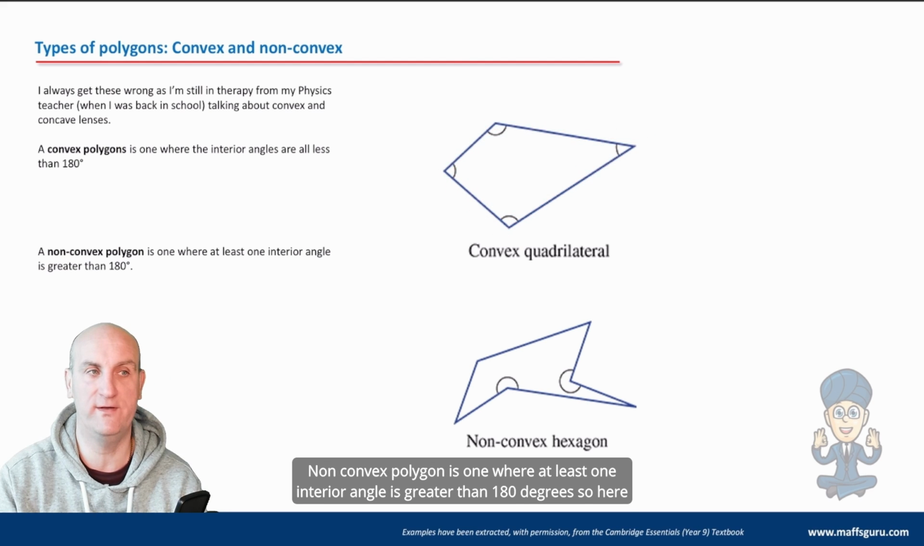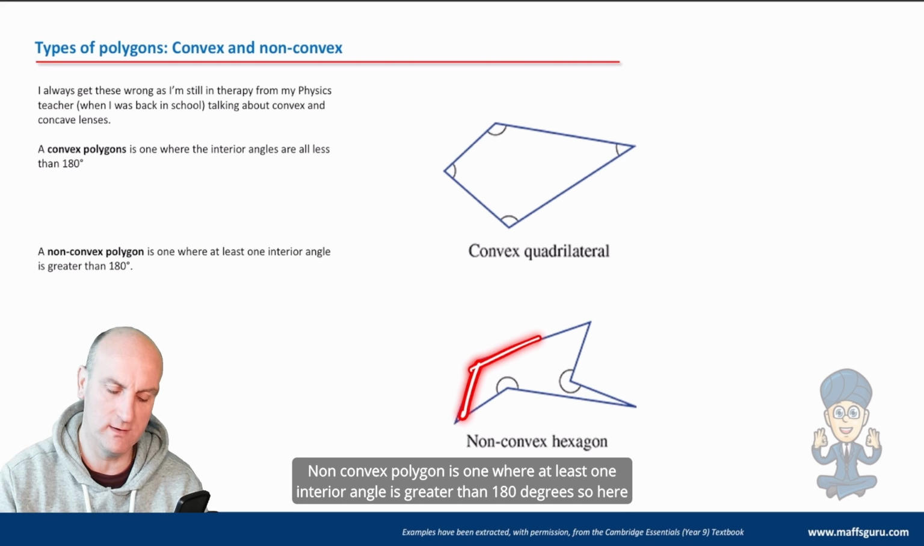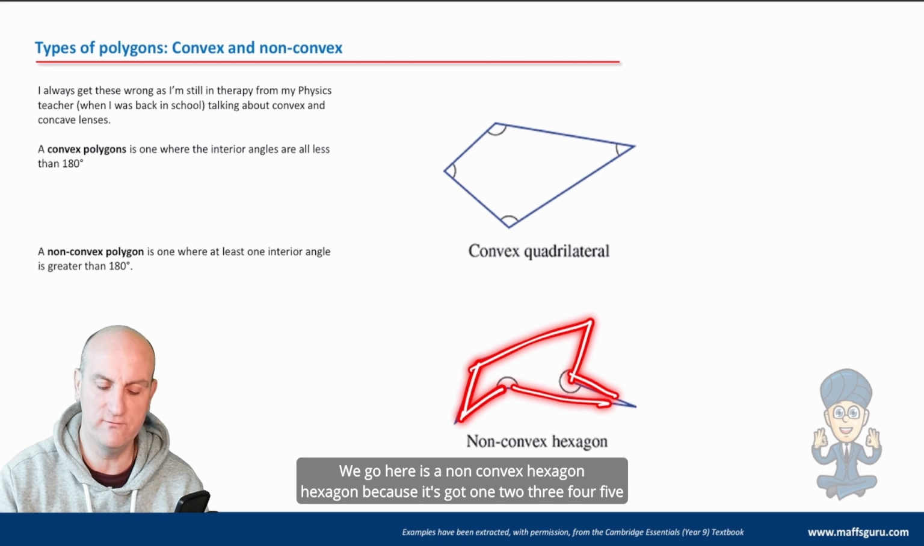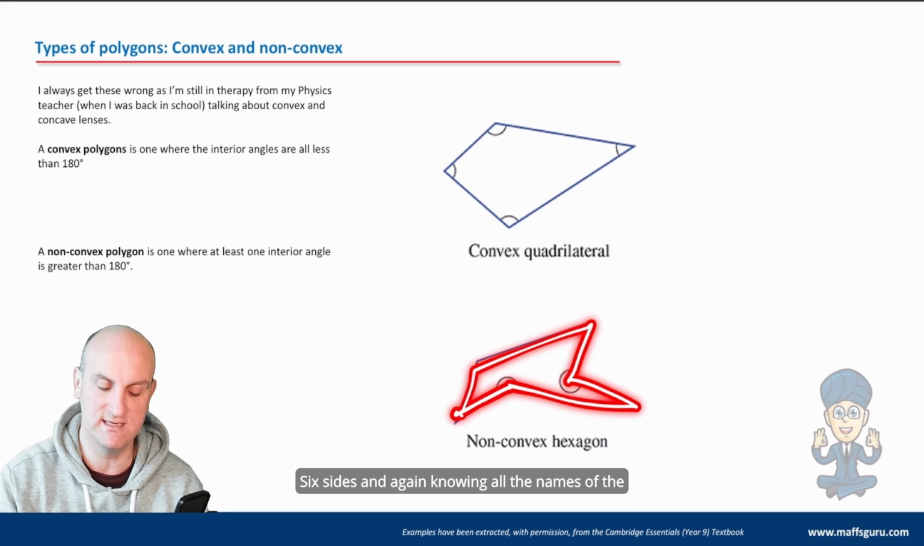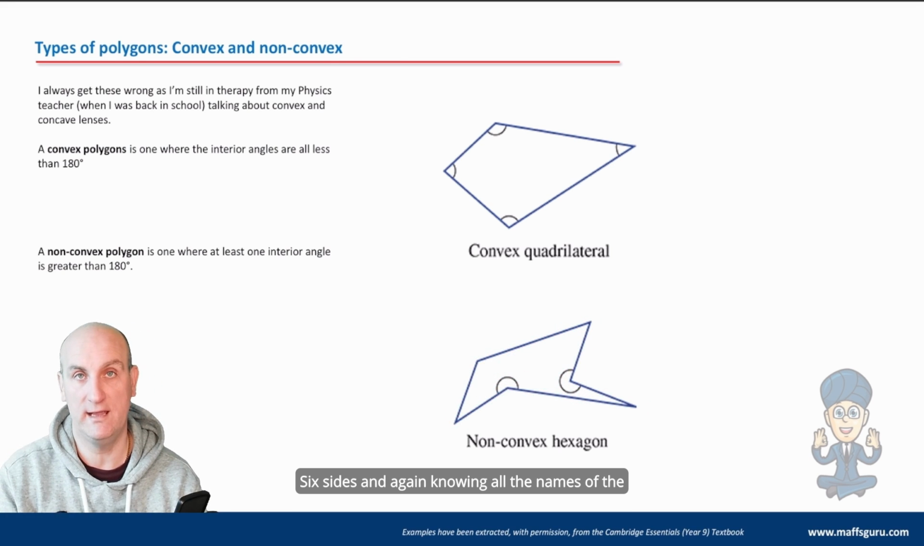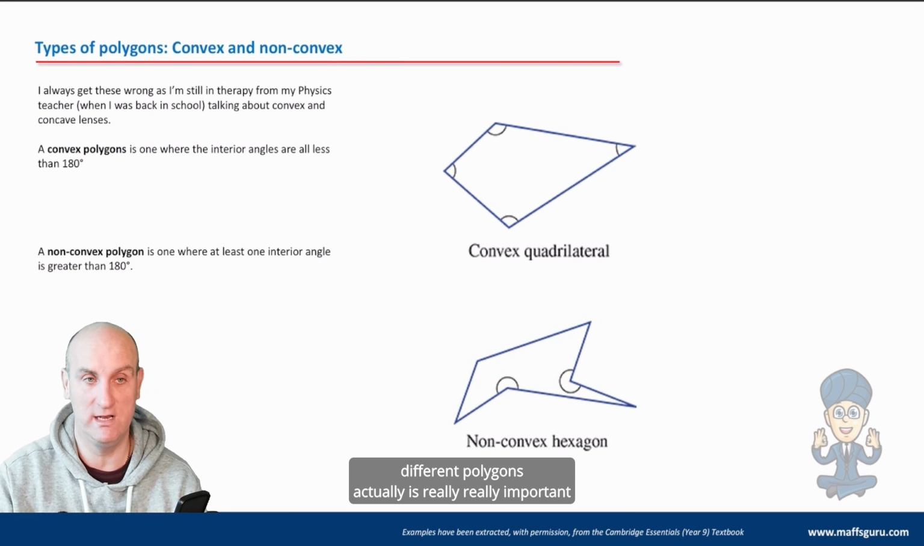A non-convex polygon is one where at least one interior angle is greater than 180 degrees. So here we go. Here is a non-convex hexagon. Hexagon because it's got 1, 2, 3, 4, 5, 6 sides. And again, knowing all the names of the different polygons actually is really, really important.